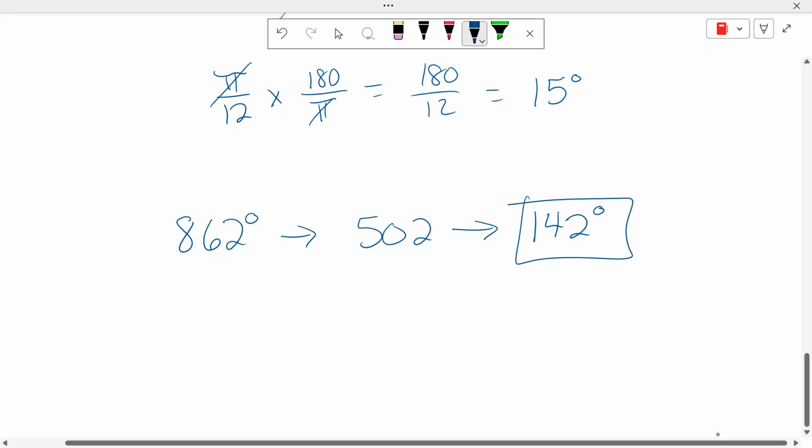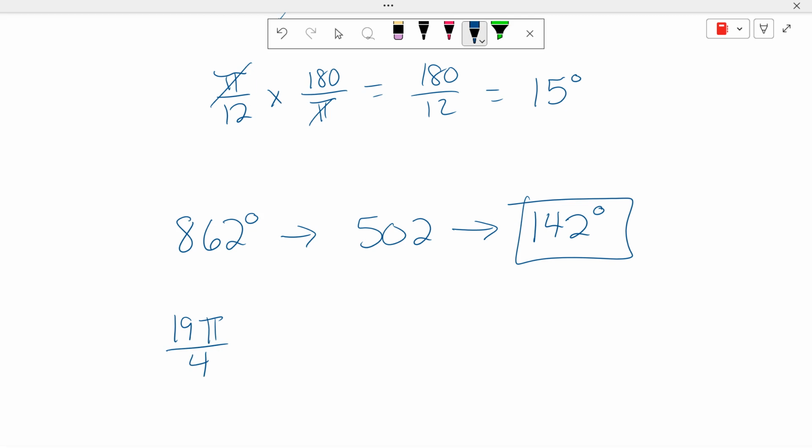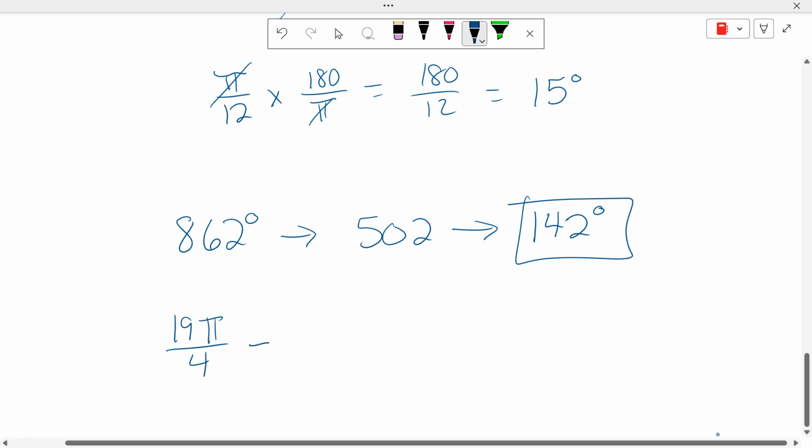So what if we had 19 pi over 4? What's coterminal with that angle? Well, what's all the way around the circle? How many degrees? 360. How many radians? 2 pi radians. 360 degrees is 2 pi radians. That's all the way around the circle. So we're going to subtract 2 pi radians.